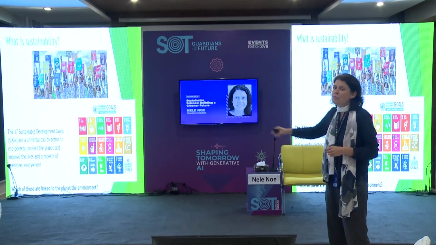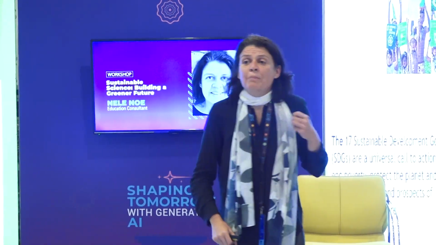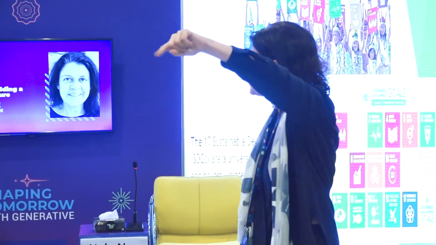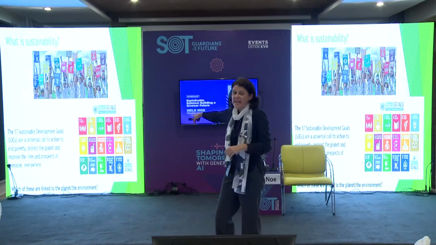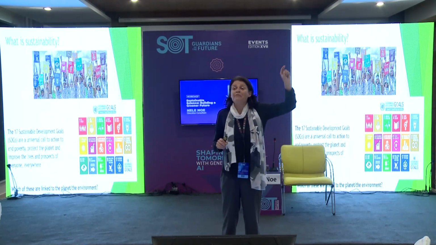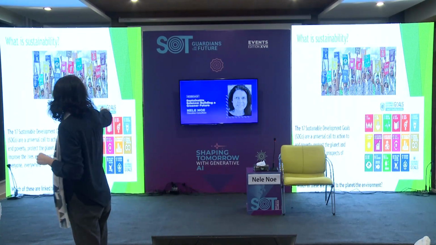Now, all of you know those 17 things, which are the Sustainable Development Goals, which were issued by the United Nations to protect the planet and improve the lives. At your tables, which of these 17 are linked to the planet and the environment? So quickly discuss, 1 minute, which ones of the 17 are linked to the planet? SDGs, Sustainable Development Goals. If you can't read them, if you just quickly put in your phone SDGs, you will have them.